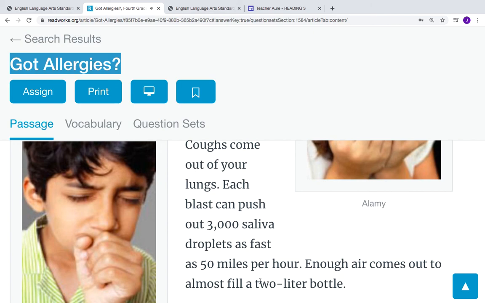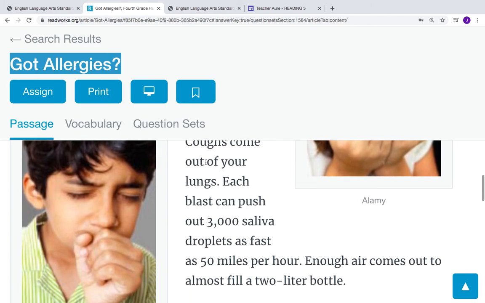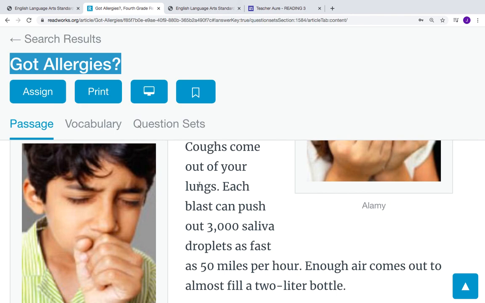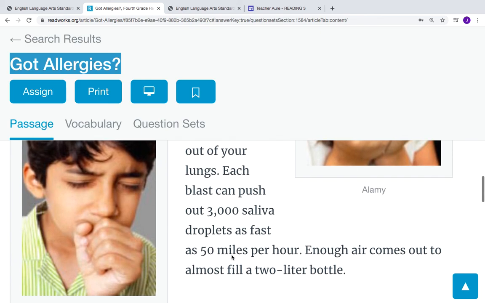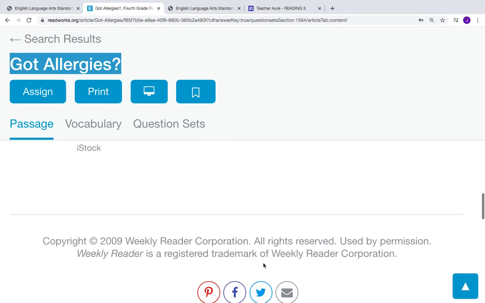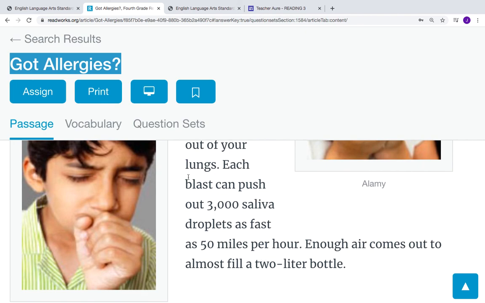So now this paragraph talks about coughs and where they come from. They come from your lungs, and this one can push out 3,000 saliva droplets. Another reason you need to cover your mouth. All right, and that's the end of this passage.